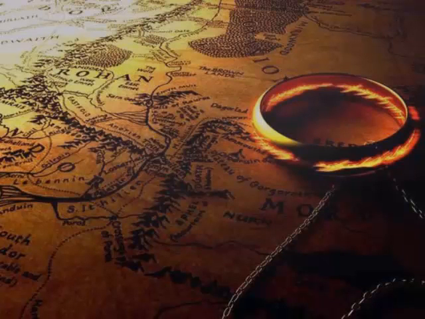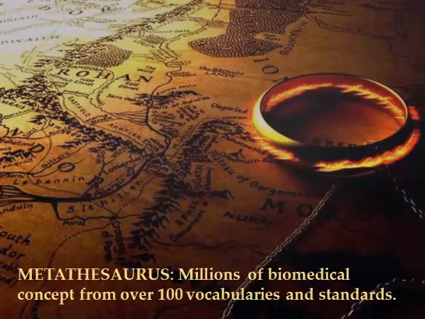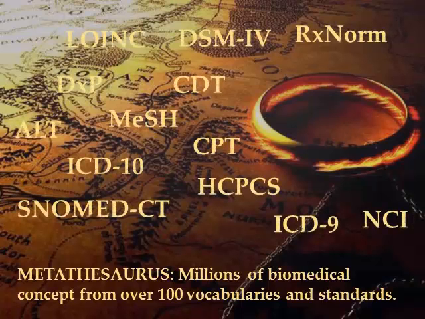The Metathesaurus is the heart of UMLS. It contains a dictionary of millions of biomedical concepts, with definitions from over 100 vocabularies and standards. A few of these vocabularies included are ICD codes, CPT, ACP-CS, SNOMED CT, etc.